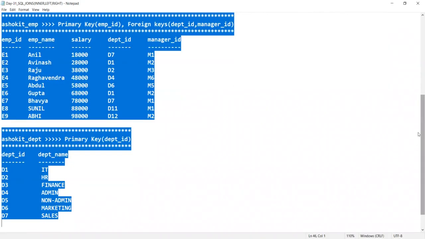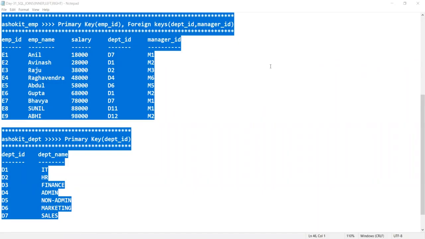So, the Ashokite_employee table and the Ashokite_department table are the two tables we are going to consider for today's session, and we'll perform the inner join, left join, and right join. Hope you guys are comfortable with what I'm trying to say, everyone.